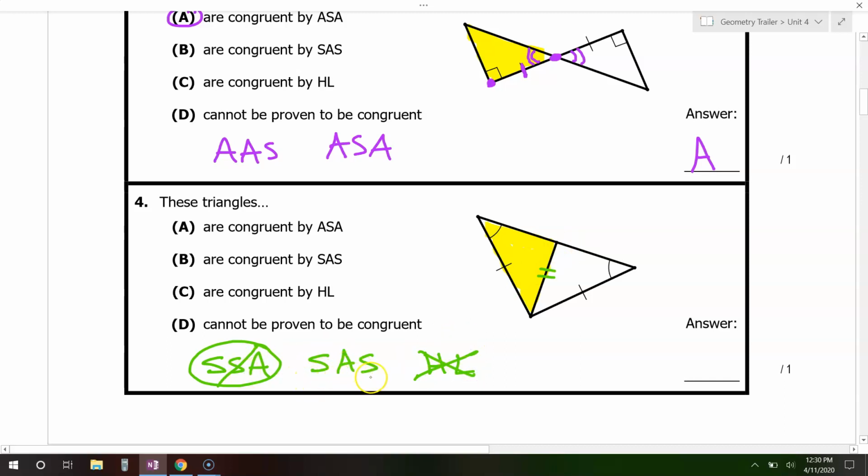If it's going to be side, angle, side, the angle has to be between the two sides. And that is not what's going on here. Here's one side. Here's another side. So this would be the angle between the two sides. And that is not the angle that's marked. So since the angle is not between the two sides, it can't be side, angle, side. That means we're looking at side, side, angle, which is not a thing. So that's why we're going to say cannot be proven congruent.